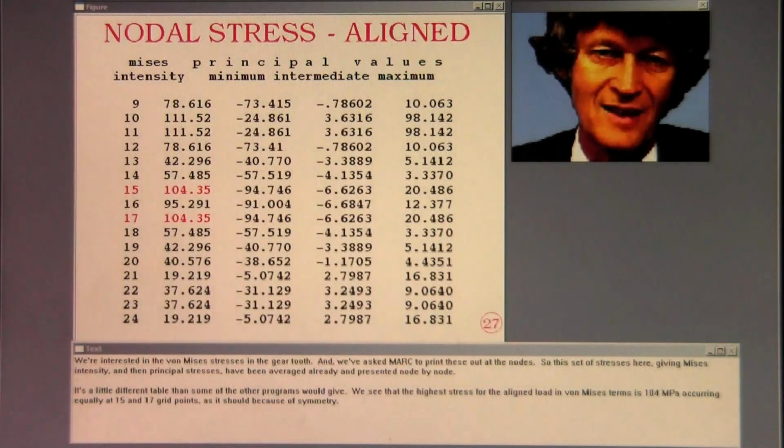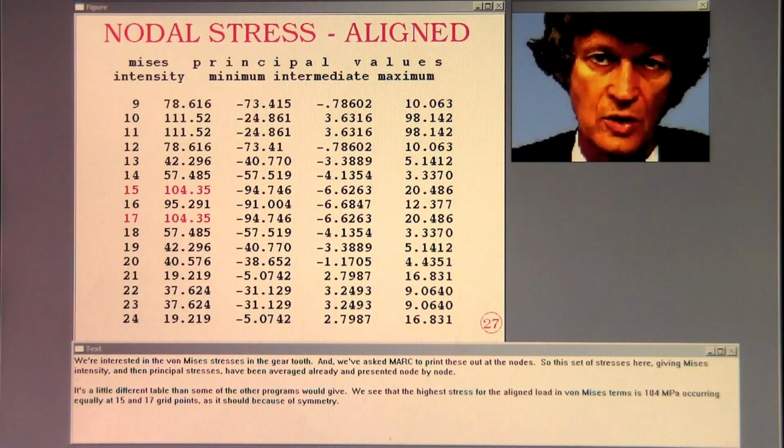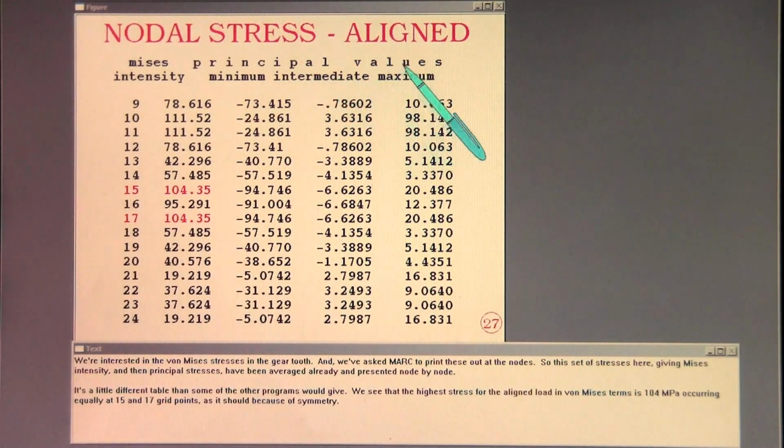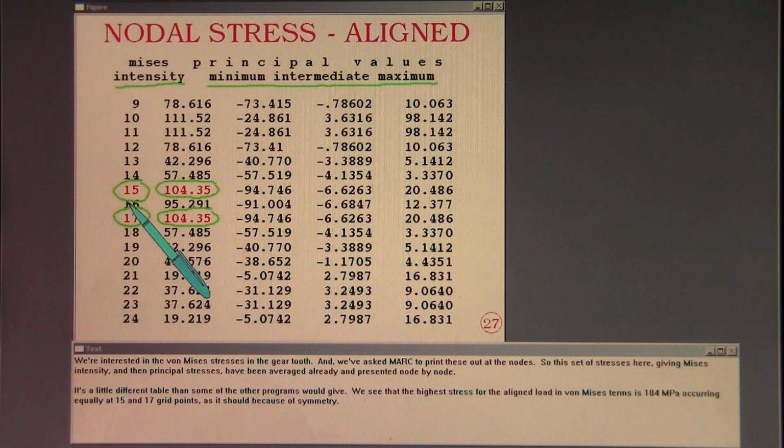We're interested in the von Mises stresses in the gear tooth, and we've asked MARC to print these out at the nodes. So this set of stresses here, giving Mises intensity and then principal stresses, have been averaged already and presented node by node. It's a little different table than some of the other programs would give. We see that the highest stress for the aligned load in von Mises terms is 104 megapascals, occurring equally at 15 and 17 grid points, as it should because of symmetry.